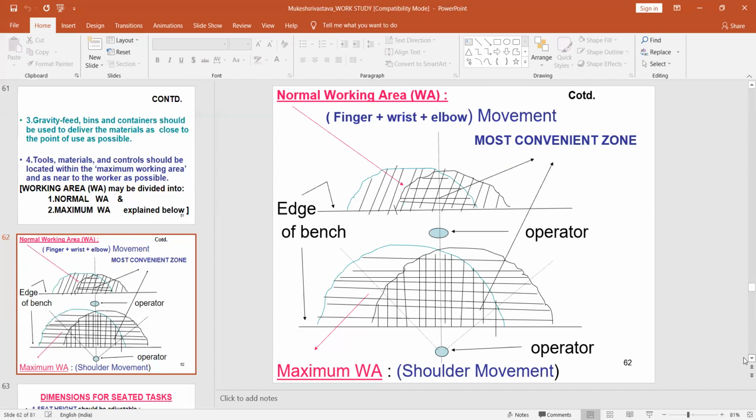But what is the maximum working area? If we are sitting on the operator seat and using our whole torso and shoulder movement, that means we increase the working area of the workstation on that particular machine. This is called the maximum working area. So when we are using only elbow, wrist and finger, that is our normal working area. And if we are using our shoulder, forearm, upper arm and the finger, wrist and elbow, all at a time, that covers the maximum working area.